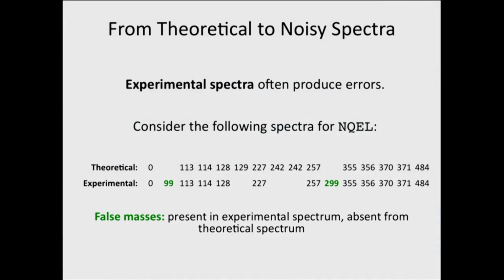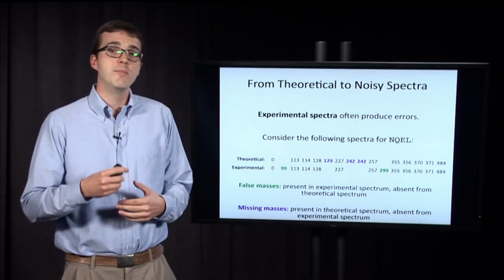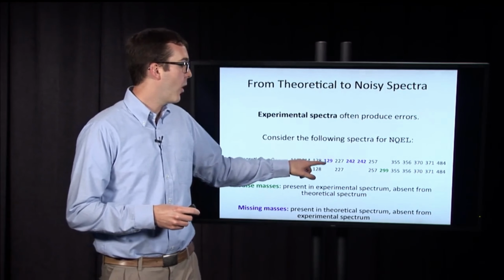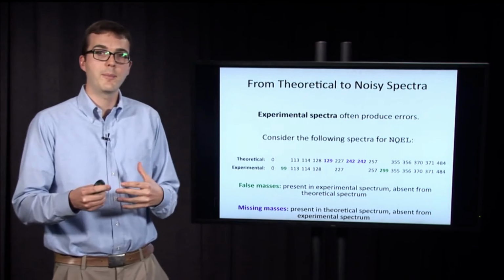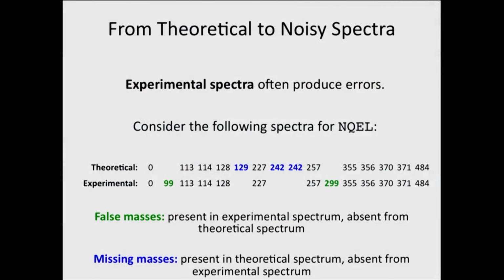This experimental spectrum highlights a couple of different ways that the experimental spectrum can be flawed. So it can detect false masses. These are masses that are present in the experimental spectrum, but that don't correspond to real masses in the theoretical spectrum. Examples are 99 and 299 here. We also have missing masses. They're masses that are in the theoretical spectrum of the correct peptide, but that don't actually get produced in the experimental spectrum. So they're missing.